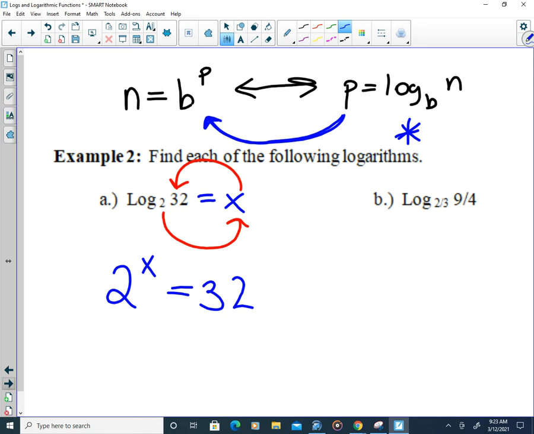So now what we want to do is solve this equation. This is an exponential equation. We should know how to solve this. We have done problems like this in the past. So here's what we want to do. Since my variable is located up in the exponent, I'm going to rewrite the right-hand side, the 32, as a power with the same base. So I get 2 to the x. Well, 32 is what? That's 2 to the 5th power.